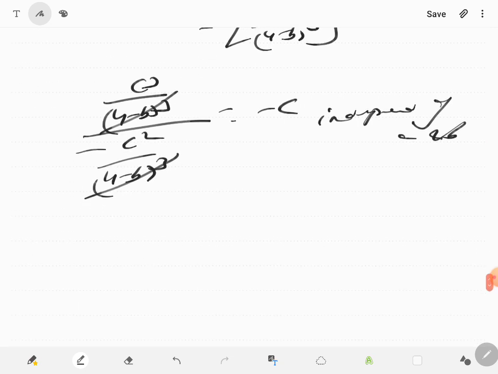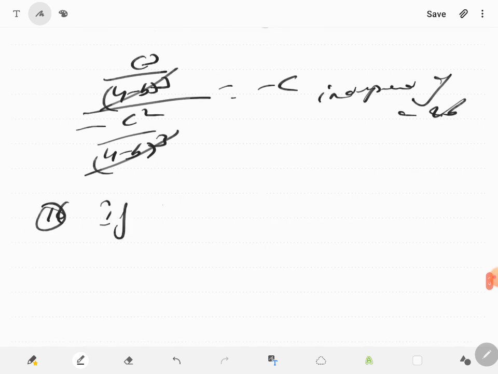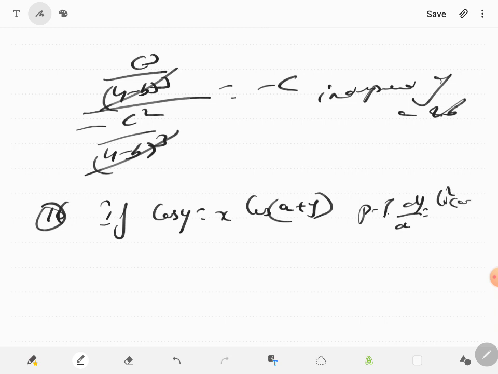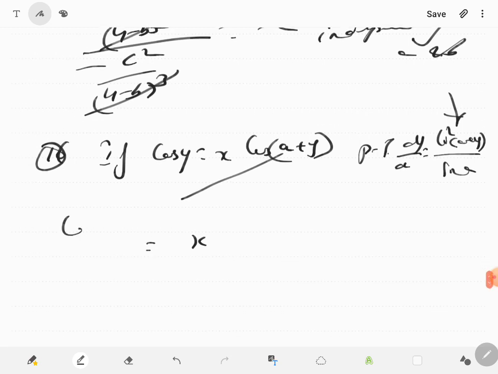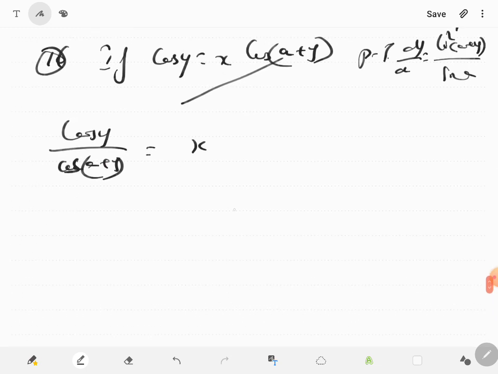The next question is the 16th question. If cos y is equal to x into cos of (a plus y), prove that dy by dx is equal to cos square (a plus y) by sin a. The moment I see cos square, I know I have to bring this down and do it in a specialized way. Cos y by cos of (a plus y), so that I can do dx by dy because it's x, so that I can take the reciprocal of my final answer to get dy by dx.